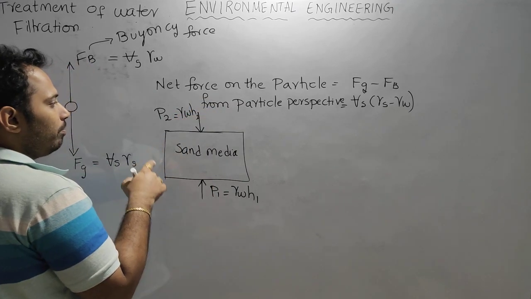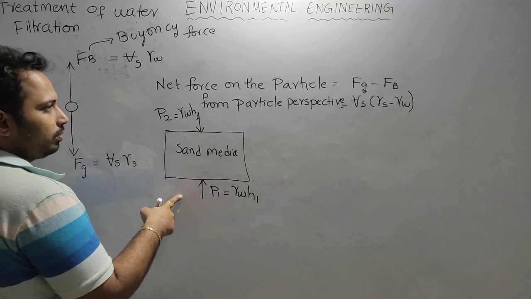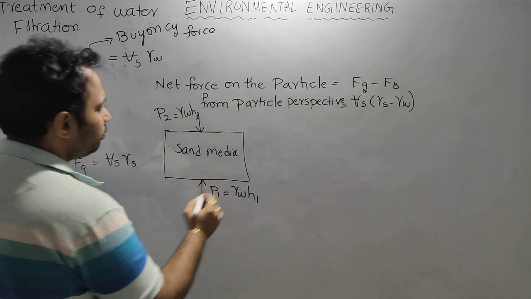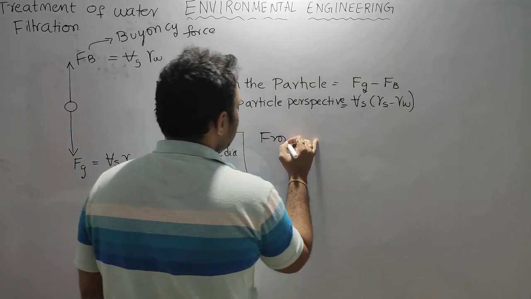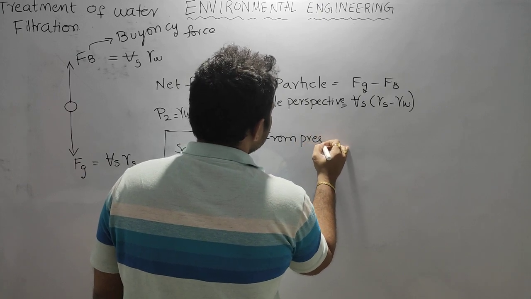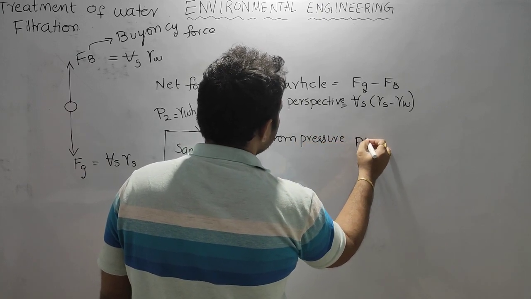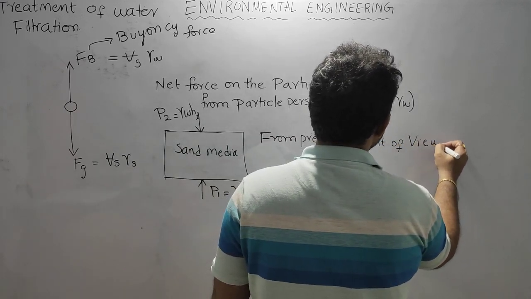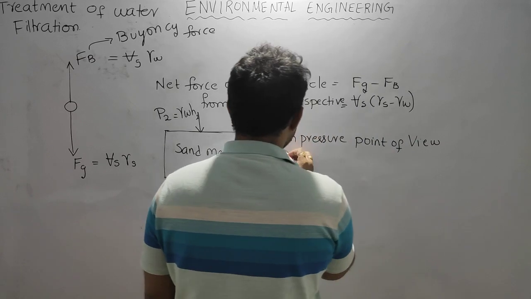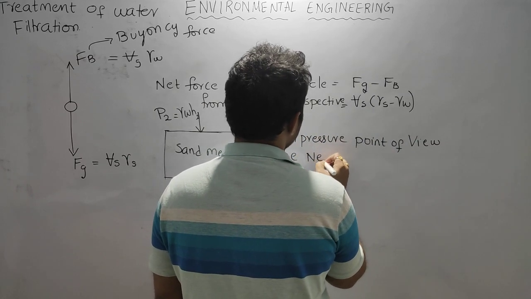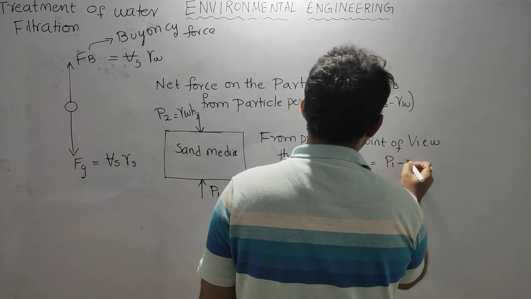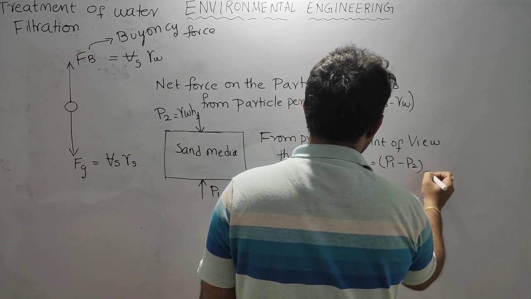So from the pressure point of view, the net force is equal to (P1 minus P2) into area.